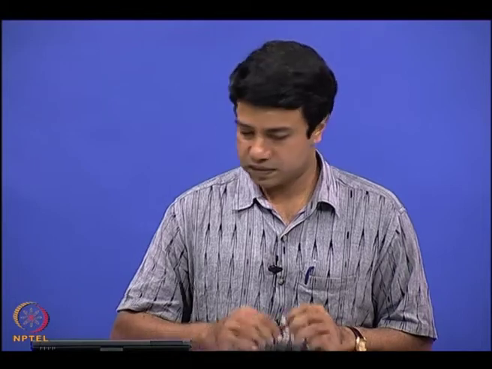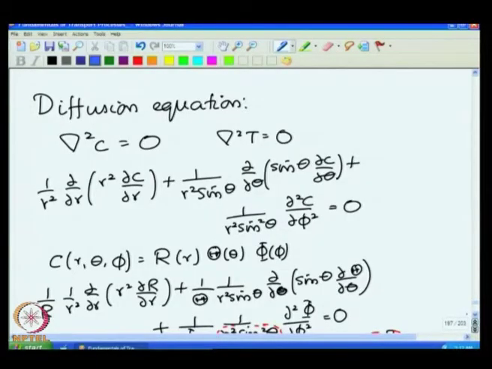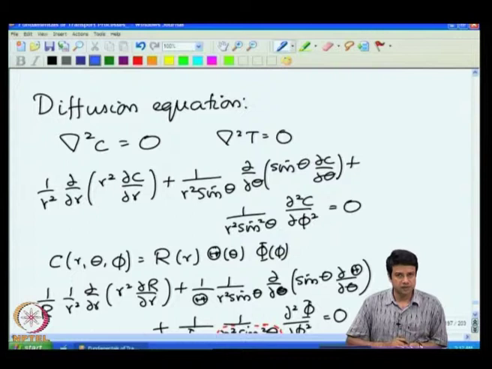So, this is lecture number 30, where we were looking at transport processes in a spherical coordinate system in the limit of low Peclet number, where diffusion effects were dominant when compared to convection effects. So, we were basically solving the diffusion equation del square C is equal to 0 or del square T is equal to 0 in a spherical coordinate system.